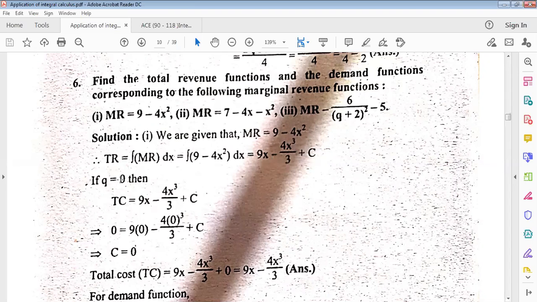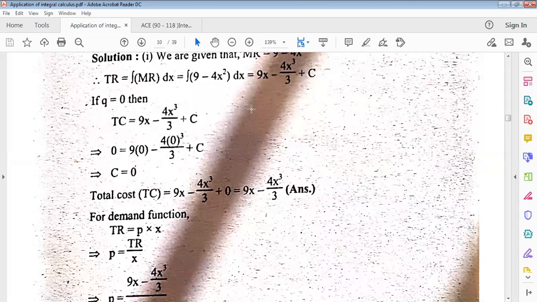When quantity is 0, that means when x equals 0, what will the total cost be? Of course 0. There is no fixed cost. This is not q, it is x, because the variable is x. So total cost will be 0 when x equals 0. Then c equals 0. So putting the value of c, it is just 9x minus 4x cube by 3.